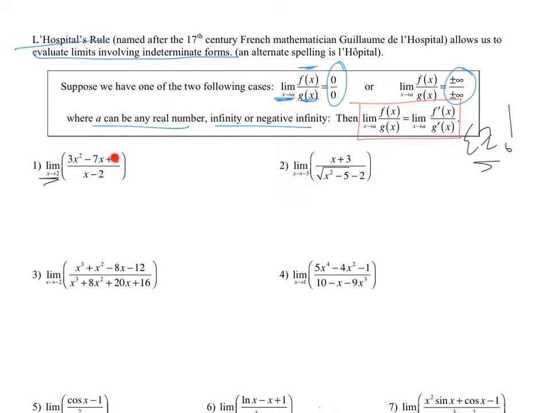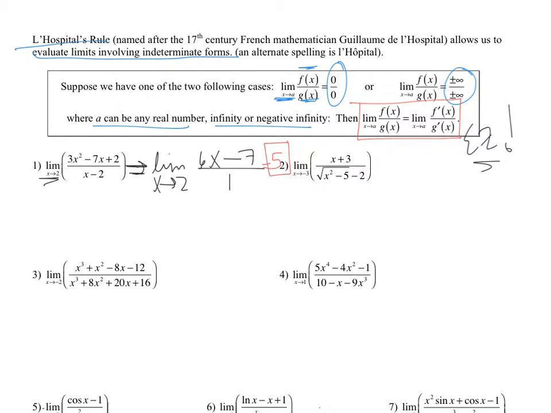You can try and factor this out, or you can just do L'Hopital's rule, which is the limit as x approaches 2 of 6x minus 7 over 1, okay, which is taking the derivative of the numerator over the derivative of the denominator. Let's plug in 2 again. So the limit as x approaches 2 of 6x minus 7 is equal to 12 minus 7, which is 5.